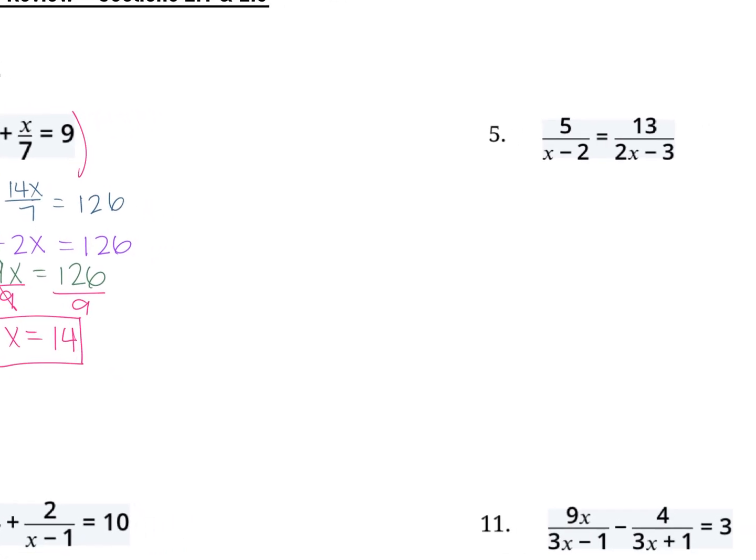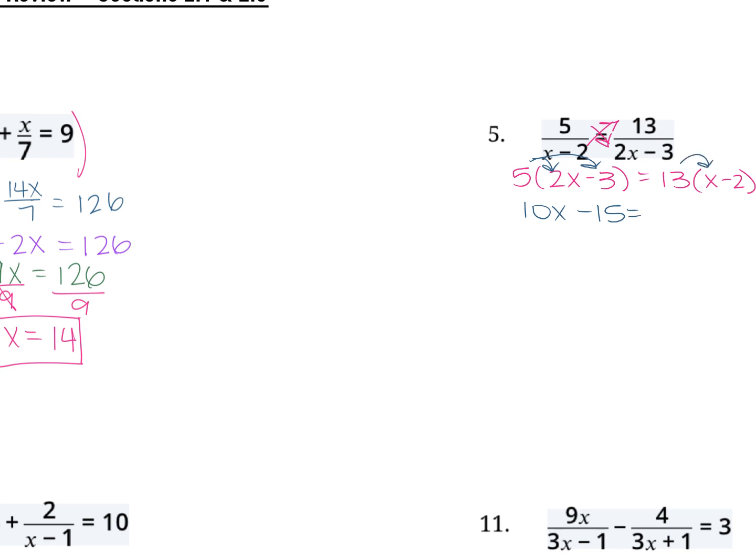For number 5, you have 5 over x minus 2 is equal to 13 over 2x minus 3. Now with this one, because it's a fraction equal to a fraction, you can just cross multiply in order to simplify. So you're going to do 5 times 2x minus 3 is equal to 13 times x minus 2. Distribute your 5 in, and you're going to get 10x minus 15. Distribute that 13 in, and that's going to give you 13x minus 26.